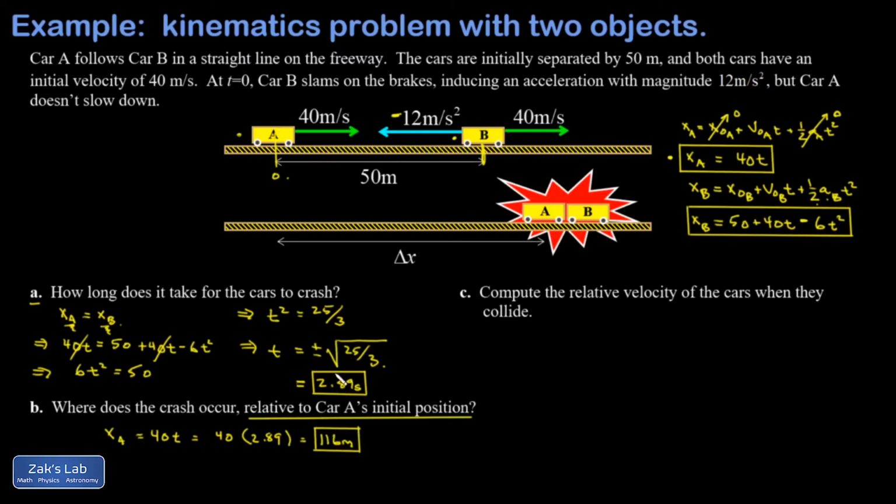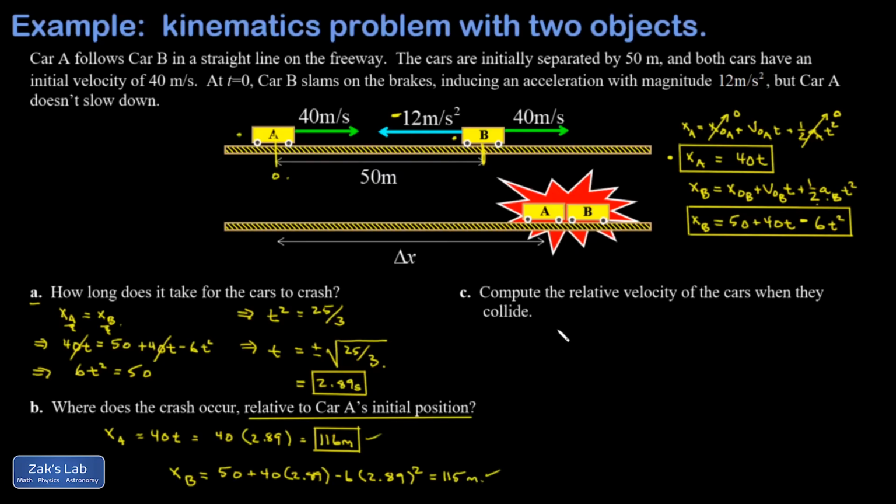As a check on my work, I can also evaluate the position of car B, and it better be at the same place. The equation of motion was 50 plus 40t minus 6t squared. And keeping 3 sig figs on this, I end up with 115 meters, a discrepancy that we can blame on compounding rounding errors throughout the problem.